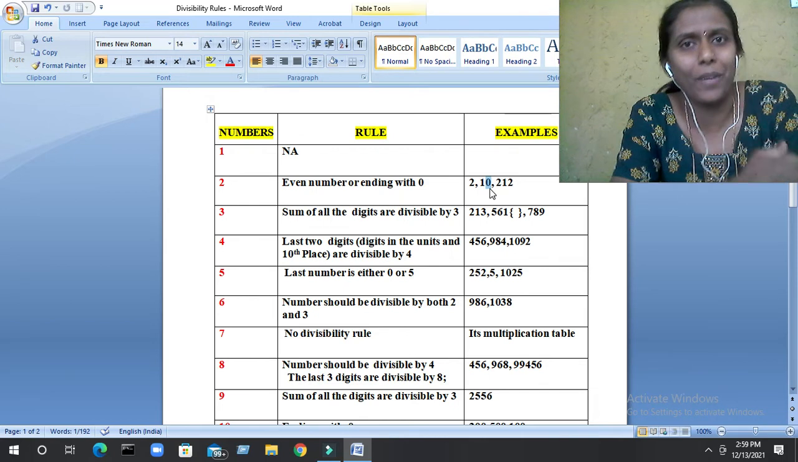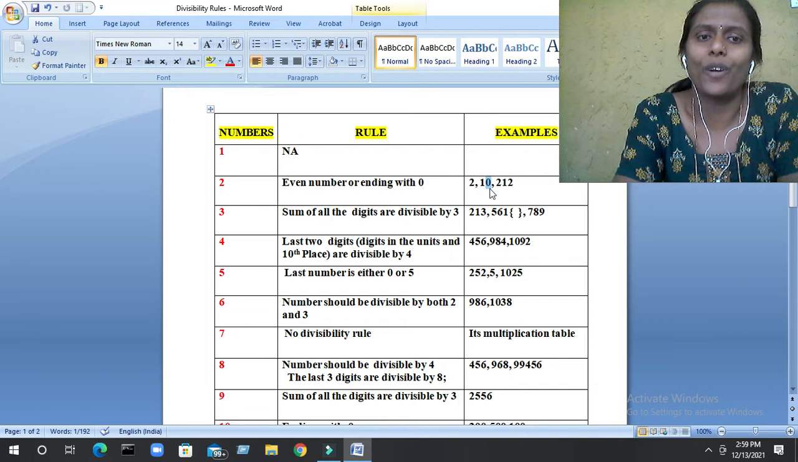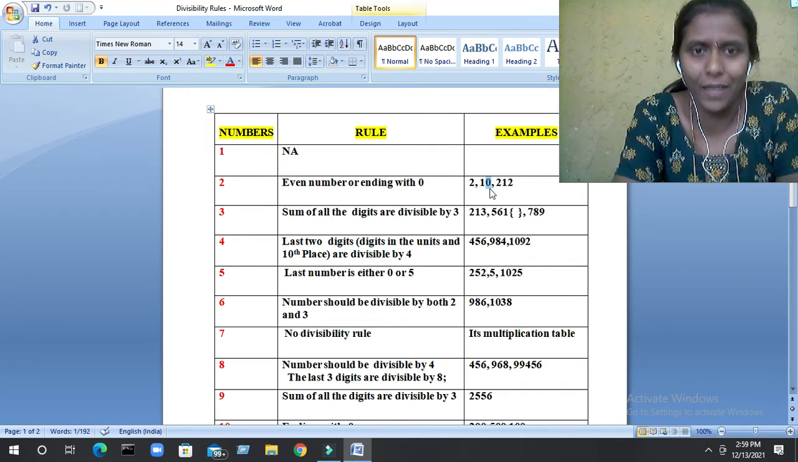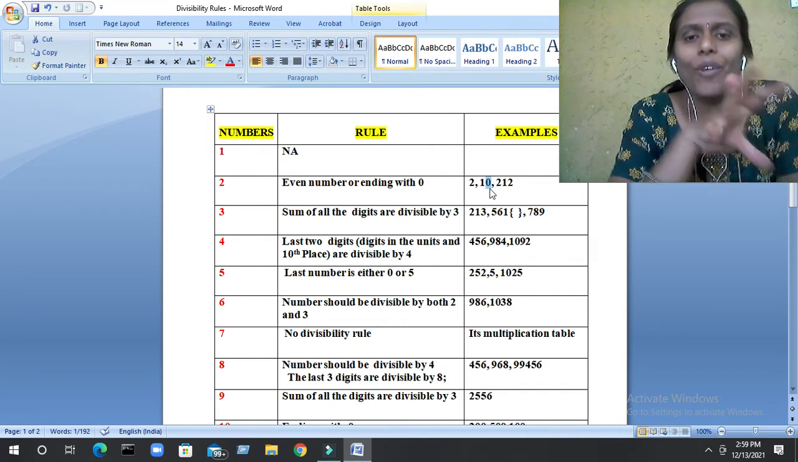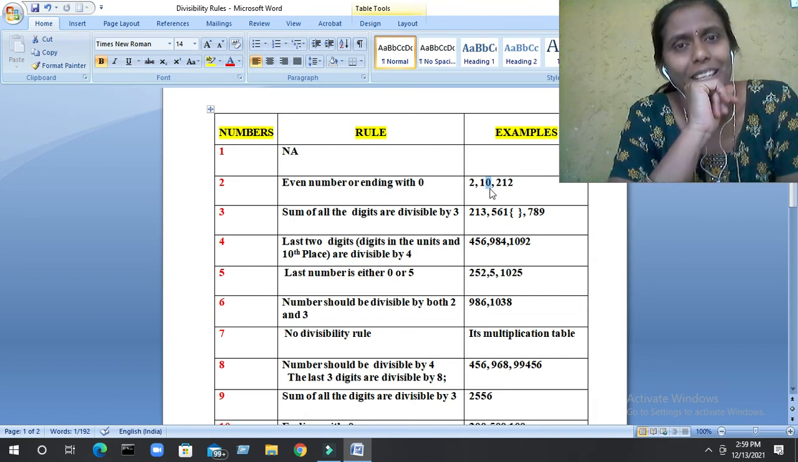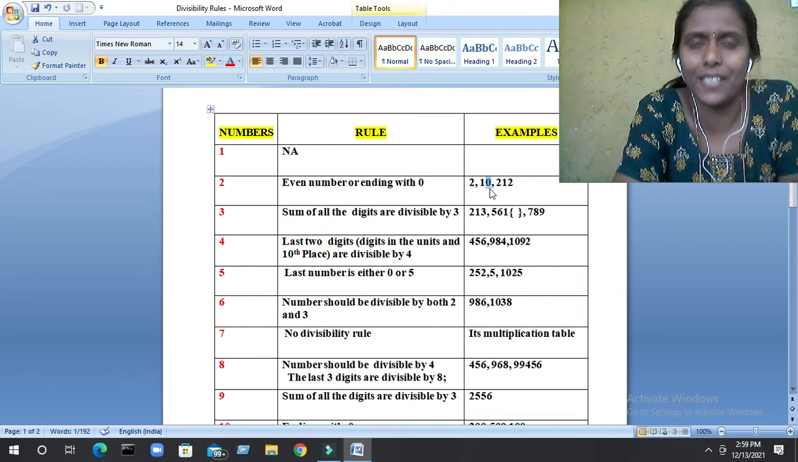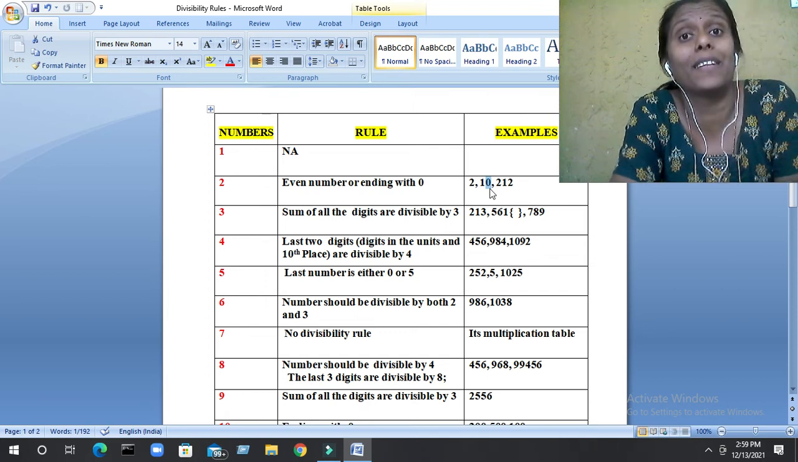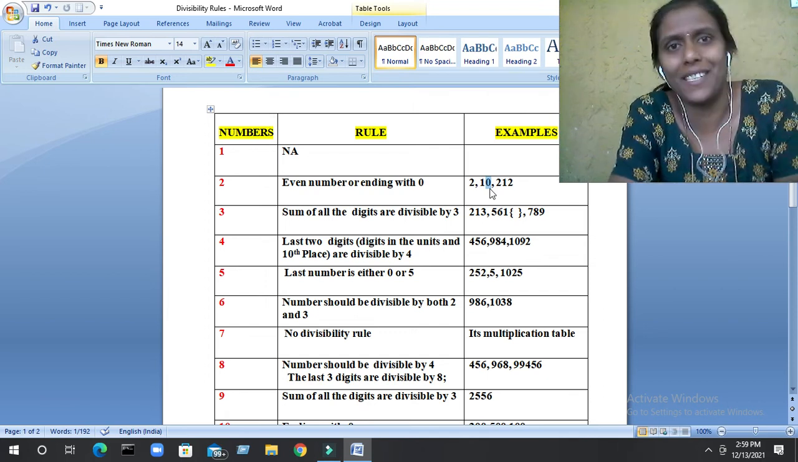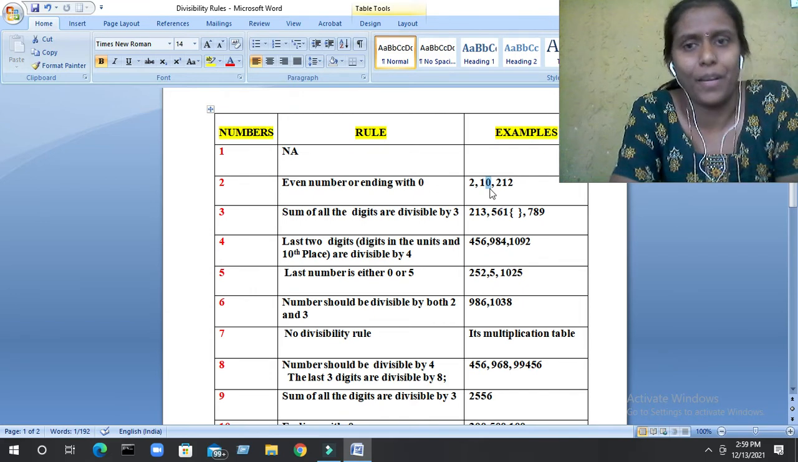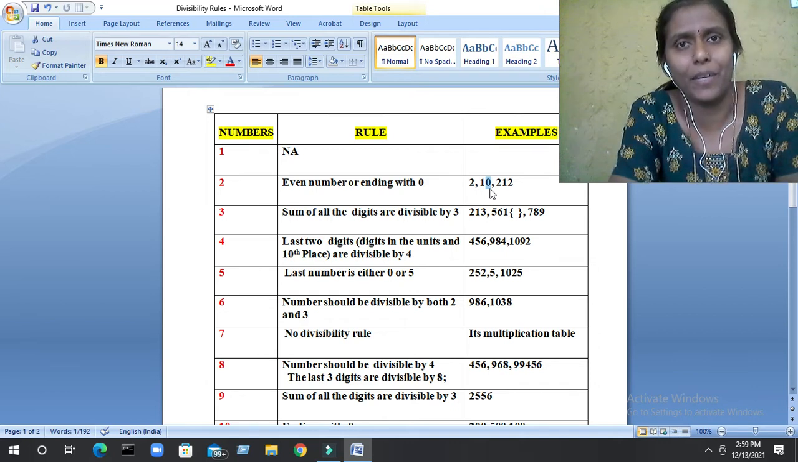Let's move deeper down and understand some more facts with the other numbers. Go for the third one, the number 3, where we say the sum of all the digits is divisible by 3. If I ask you what is the rule for 3, it is that if the sum of all the digits can be divided by 3, then that number is divisible by 3. For example, let me give you 213, and I ask you to check whether this number is divisible by 3 or not.